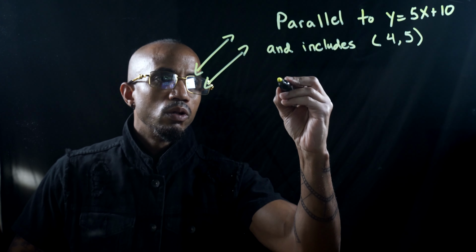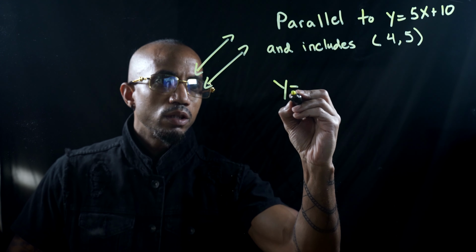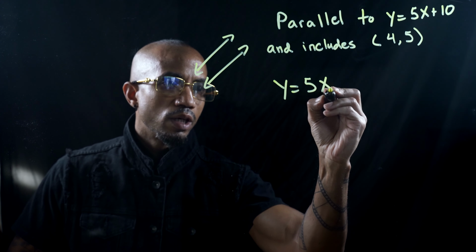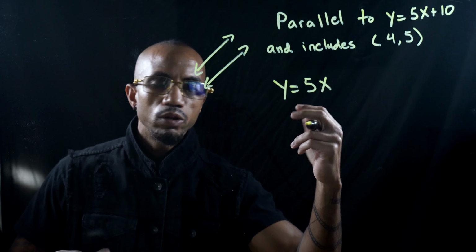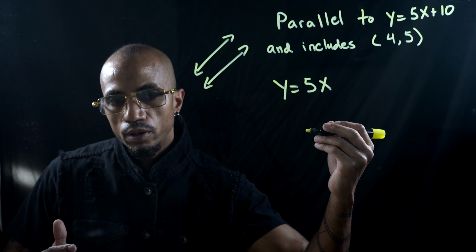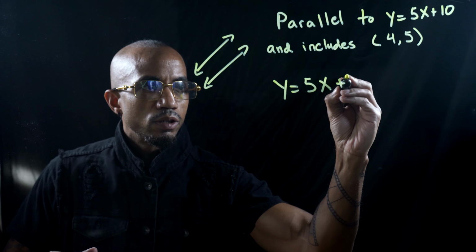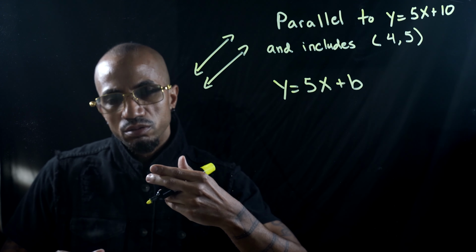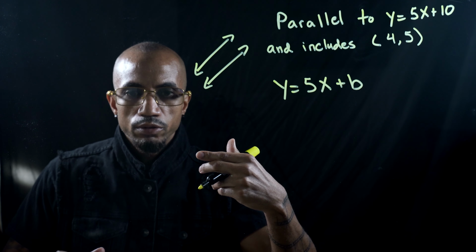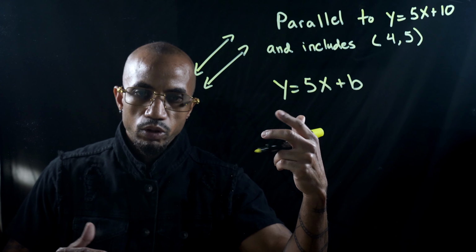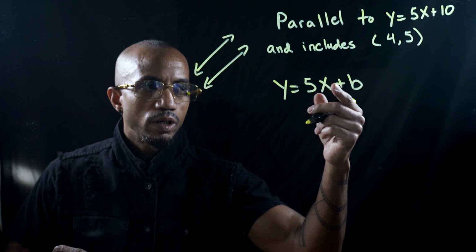Okay, so from the start, y equals 5x, but the problem here is that we do not know what the b is. We don't know what the y-intercept is at this point. So I'm just going to leave it off like this. I'm going to ask you to think about what we could do to solve for b. How can we find the y-intercept?